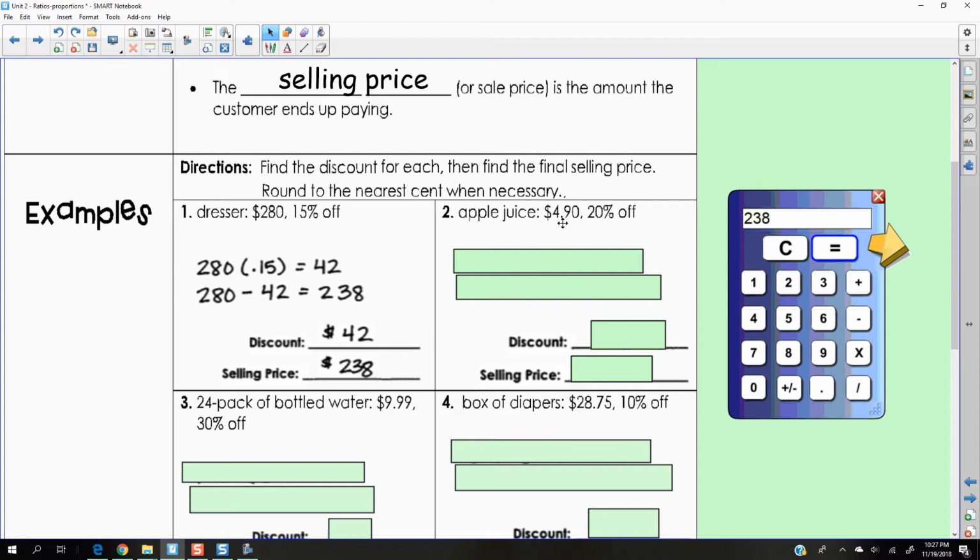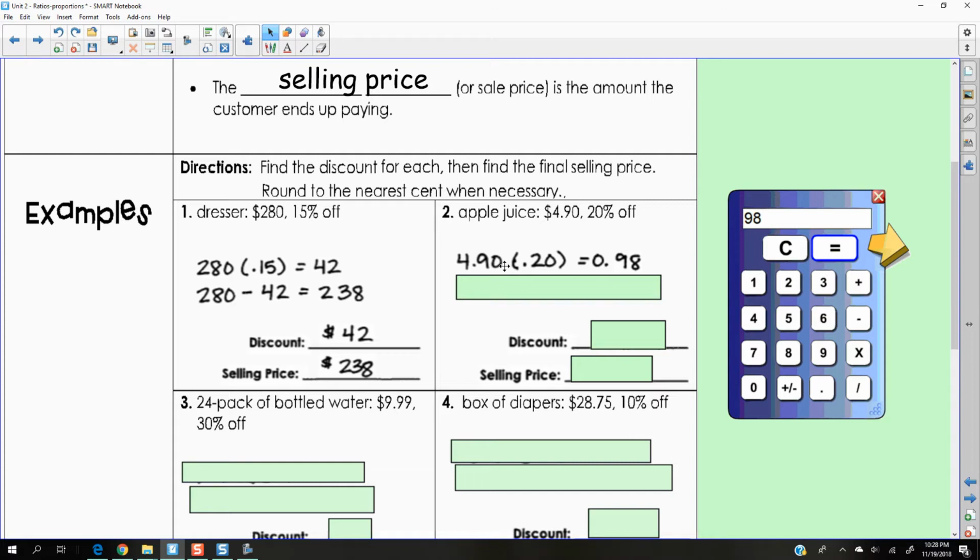Apple juice is $4.90. We're getting a 20% discount. So 490 times, and we're always going to hit times, 0.20 equals 98. Is that $98? Does that sound reasonable? It's actually 98 cents. So 490 times 0.20 equals 98 cents. You have to remember to move your decimal point over 2 places.